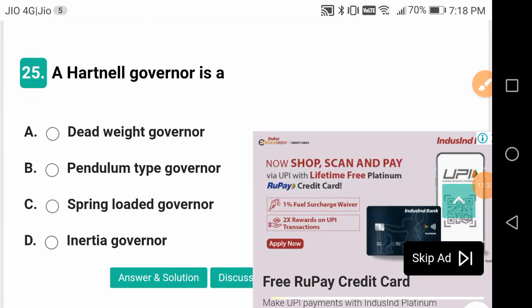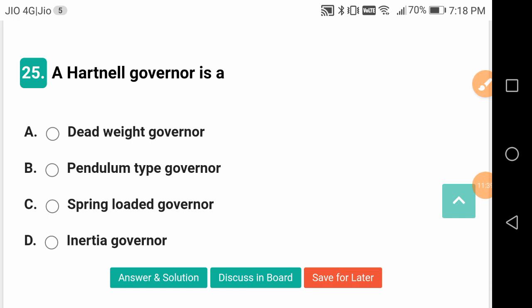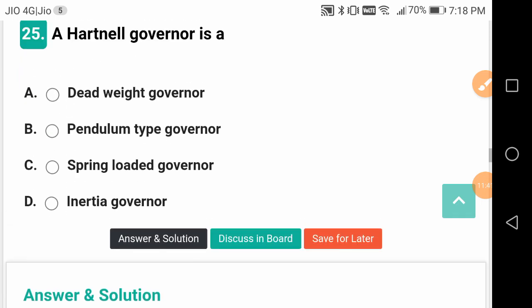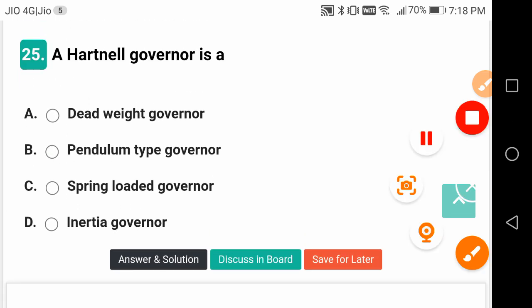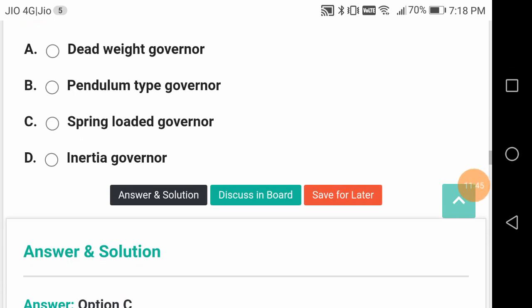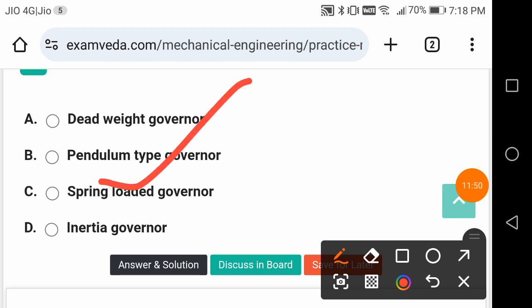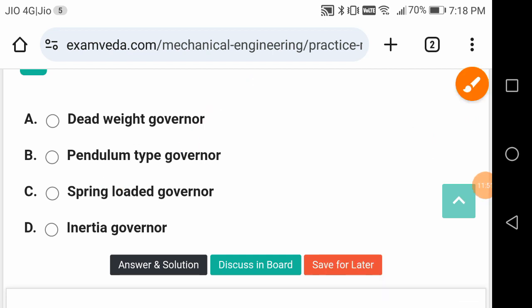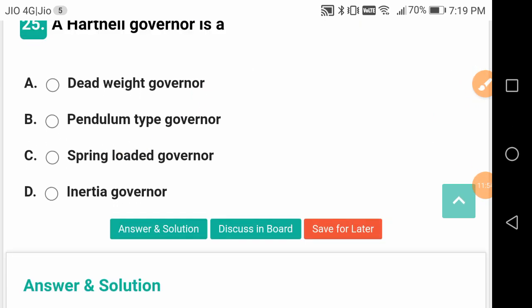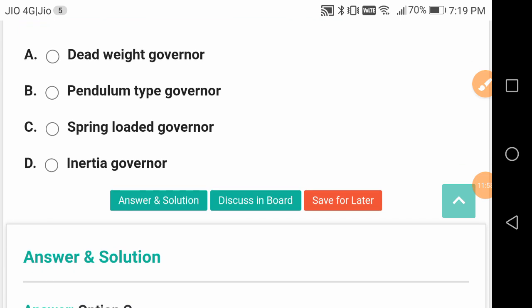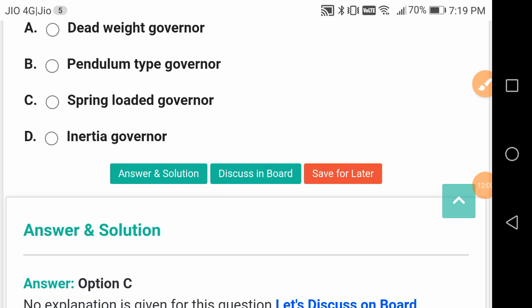A Hartnell governor is what? It is basically a spring-loaded governor. Hartnell governor and Hartung governor are also there. They are all spring-loaded governors. What is the meaning of spring-loaded? The controlling force is given by the spring force. Disturbing force is given by the rotating centrifugal force. So they have to be balanced.